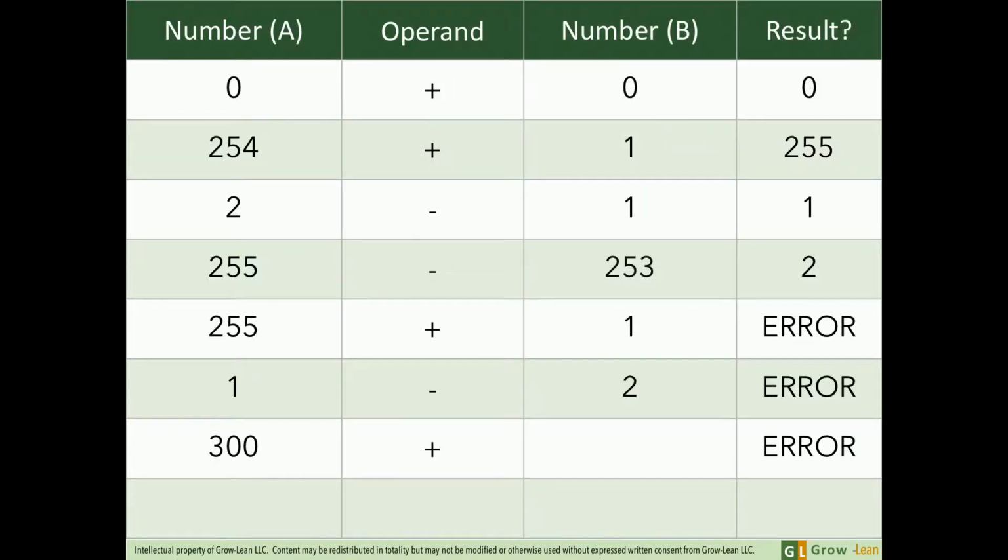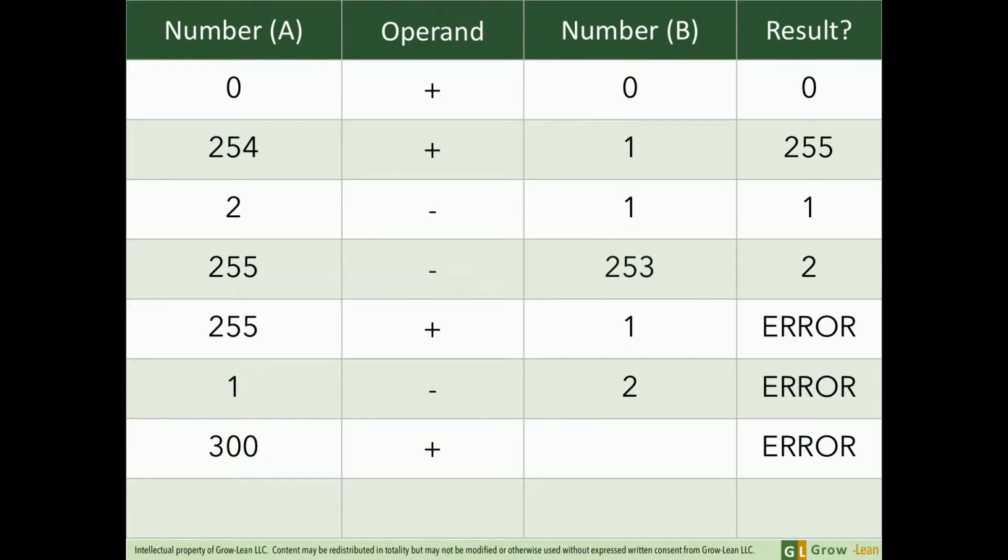So I put a bunch here: 254 plus 1. I like that boundary right at the edge of it. It's still good. Another one, 2 minus 1, 255 minus 253, 2. I don't think you would actually get the word error. Probably I should put here ERR. That's probably what we'd want to get.